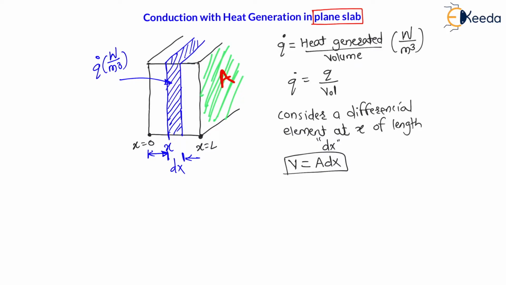Again, if I want to calculate the mass of this element, this slab is made from a material having some density, and density is nothing but mass divided by volume. Therefore the mass of the very small element of length dx will be equal to rho into V, which is rho into A into dx. This will be the mass of this very small element at distance x of length dx. So here we have calculated volume and mass. Now my dear students, let us assume here the heat conducted.